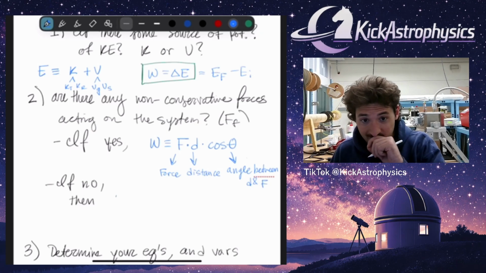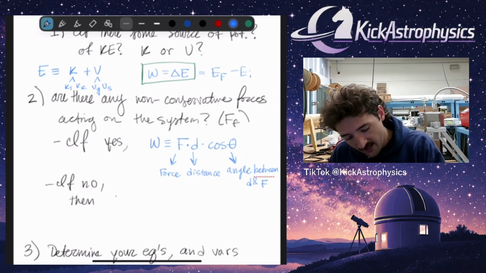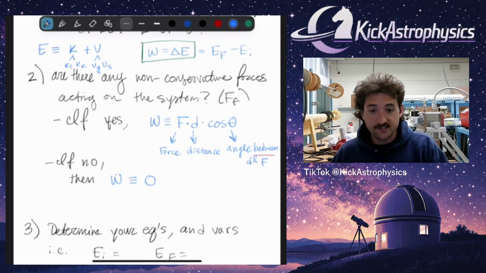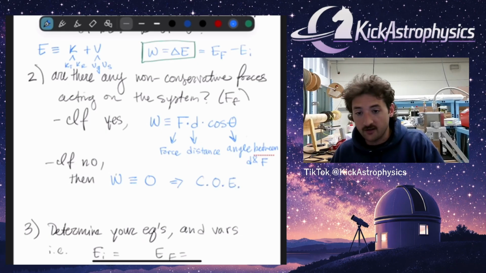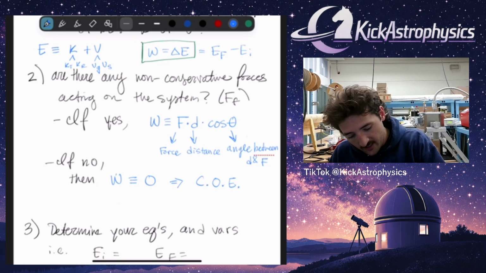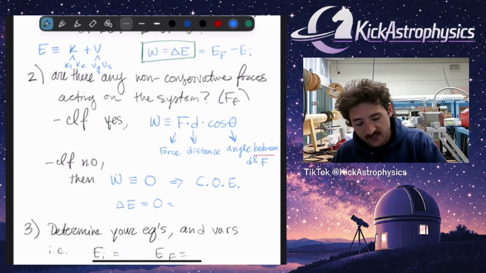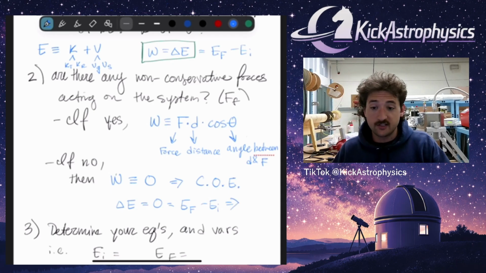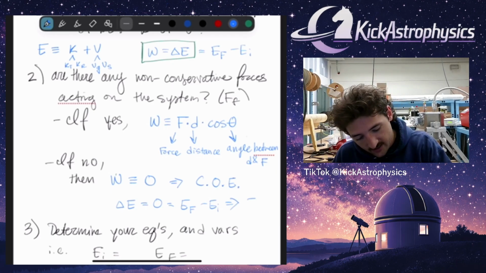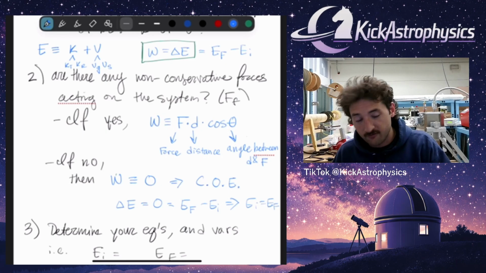Otherwise, if there are no non-conservative forces, then the amount of work being done on the system is equal to 0. And this is a unique case where we have what we call conservation of energy, or COE. And this happens when change in energy at any two points is equal to 0. Well, what is change in energy? It's the final energy minus the initial energy. So from that, we can just move the initial energy to the other side of the equation, and we get that E_i is equal to E_f, right?